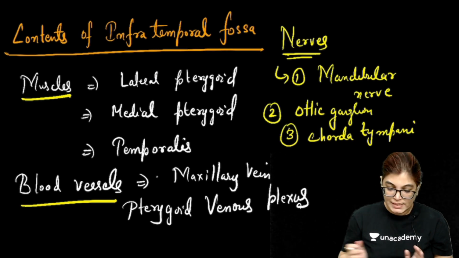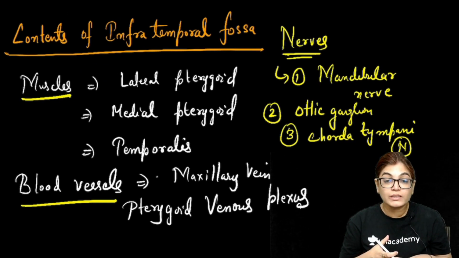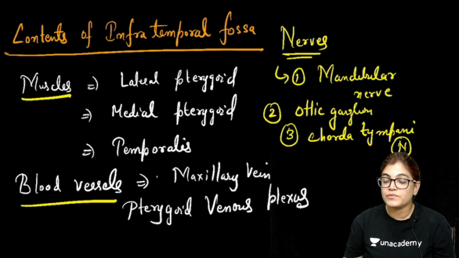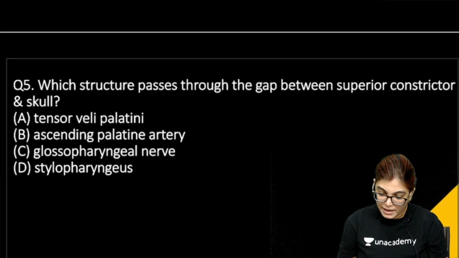So yes, this is the list of structures. Which ganglion? The otic ganglion is the content and not the pterygopalatine ganglion. That was among the different options, and the pterygopalatine ganglion is a content of the pterygopalatine fossa. So let's move to the next MCQ.